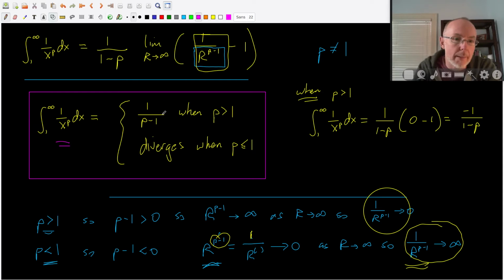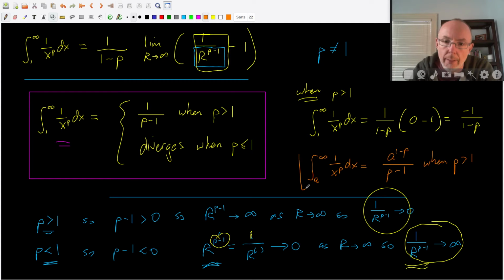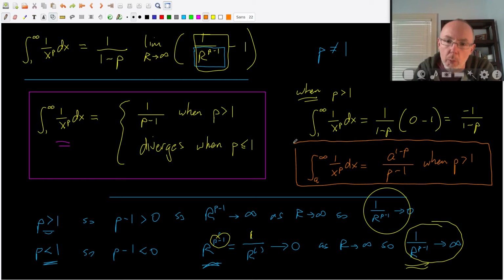You get a finite number, here's the finite number. If p is less than or equal to 1, it diverges. I will note that the book did it with an a here, and so they give this related formula that has an a in it, but it's not very important. If you need that formula, you can find it in the book.